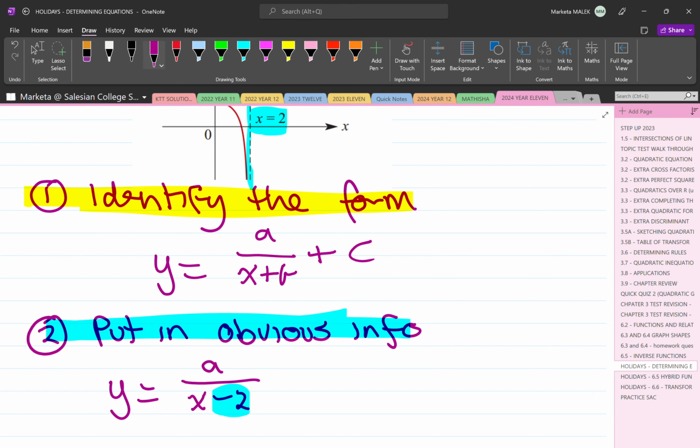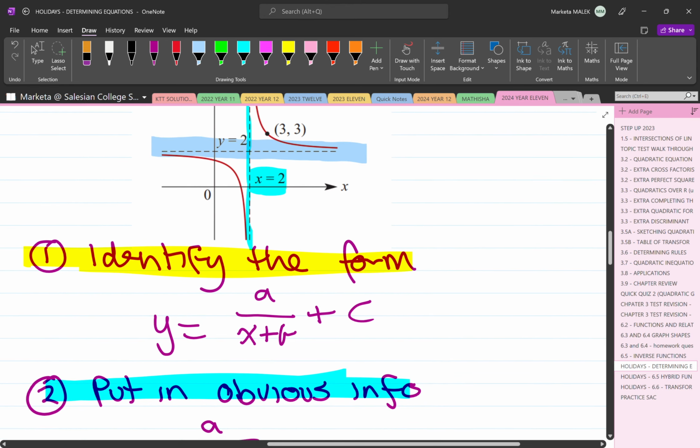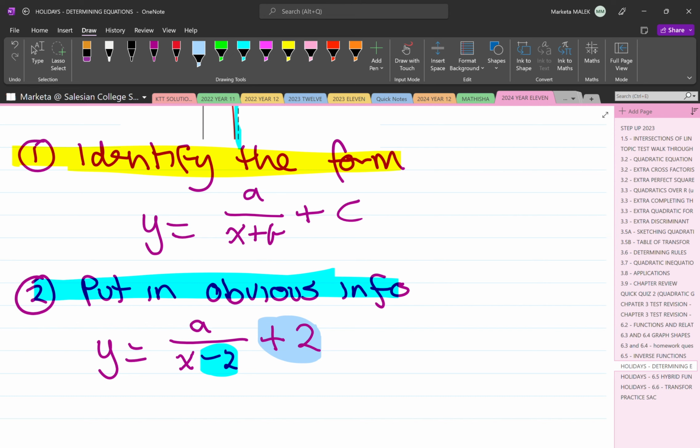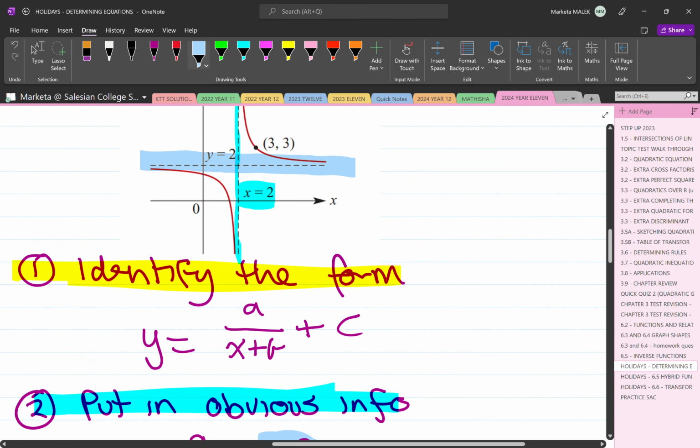And then the y asymptote, well, that is at positive 2, and when we do the vertical shift, it goes the same direction, so that's going to be plus 2. So be careful which way you go, positive or negative there.